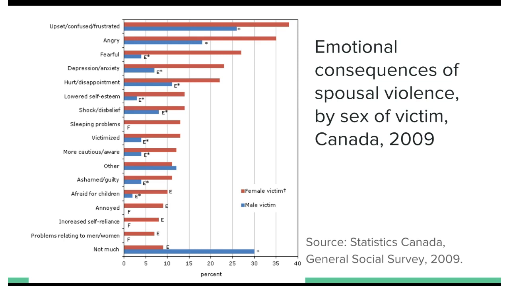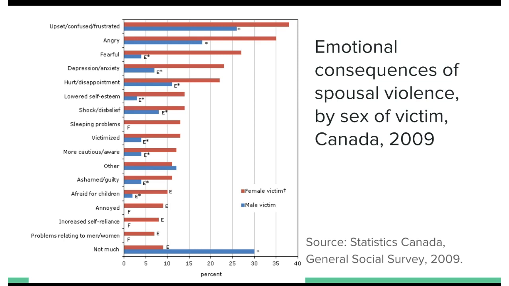So if you have a look down the left-hand side, you have some consequences such as the victims feeling upset, confused, frustrated, feeling angry, fearful, getting depressed and anxious, feeling hurt and disappointed, having lowered self-esteem, experiencing shock and disbelief, having sleeping problems, which is also a physical issue. They felt victimized, and the list goes on there. So that is an example of how research has been conducted into the issue of spousal violence in a particular year in Canada.